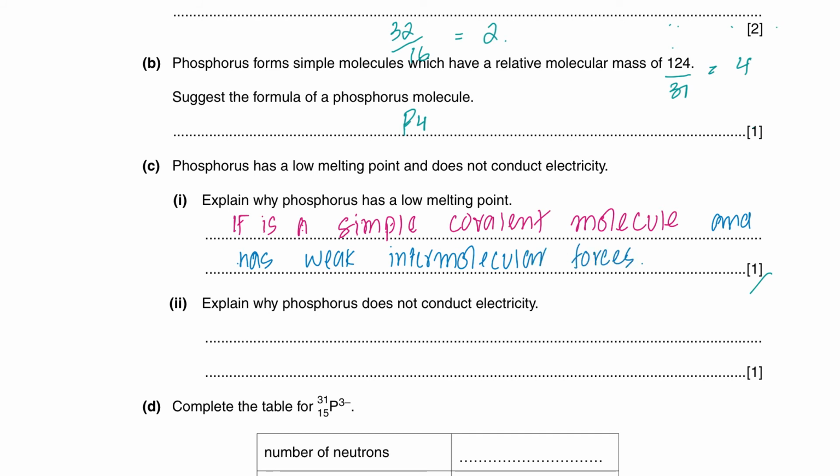Explain why phosphorus does not conduct electricity. Because it has no free moving ions or electrons. No free moving ions or electrons.